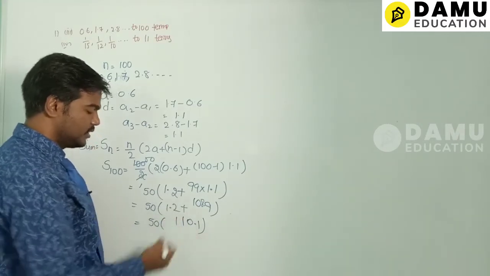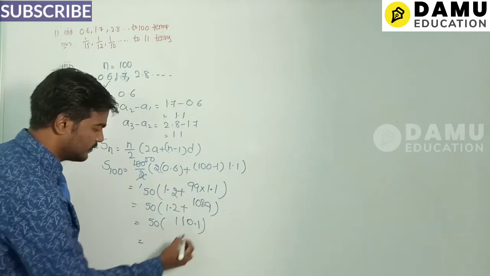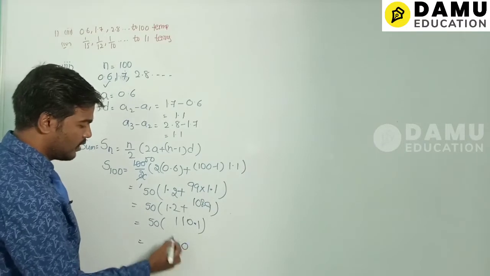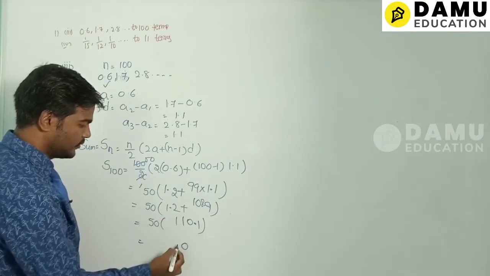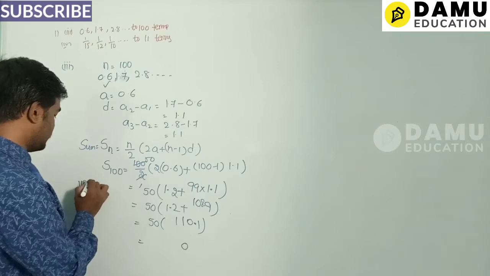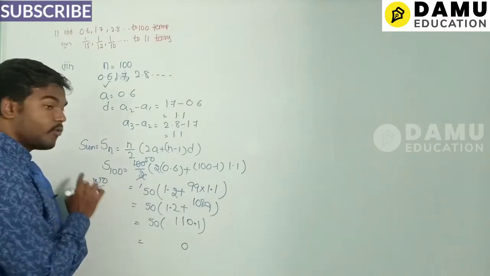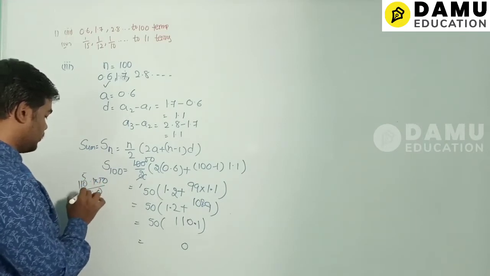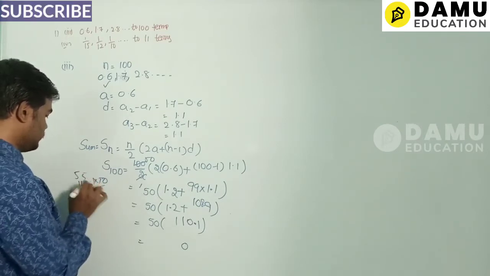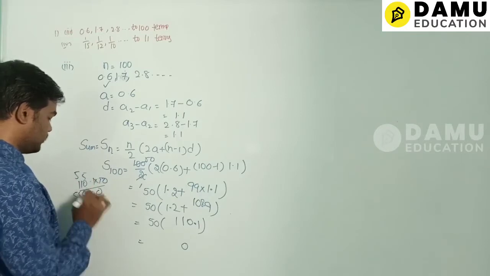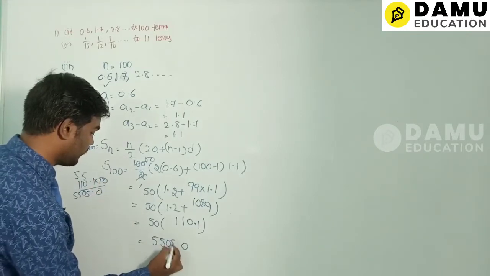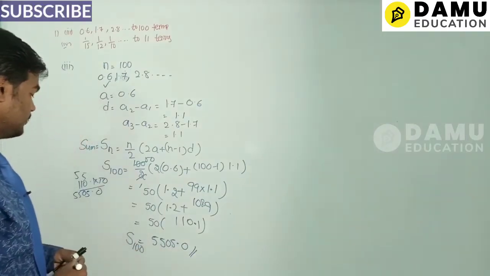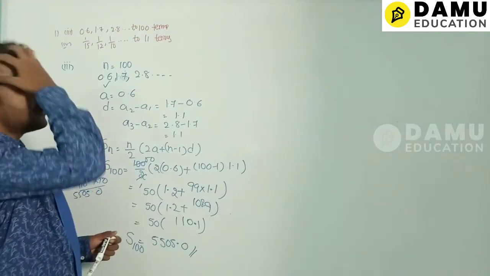So 110.1, and this is 50 into 110.1. 50 ones are 50, 50 zeros are 0, 50 fives are 250. Adding, we get 55 and so on. What value will we get? 5505.0. So this is the sum of 100 terms. 5,505 is the sum of 100 terms.